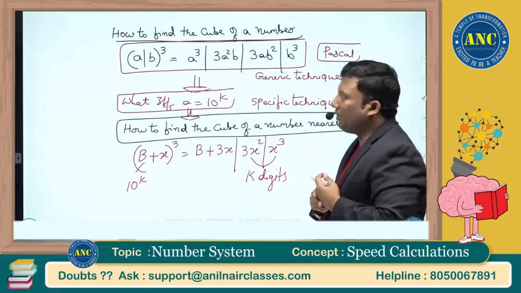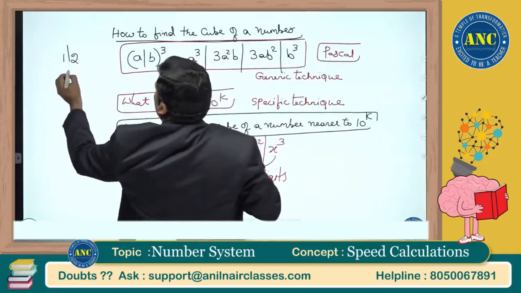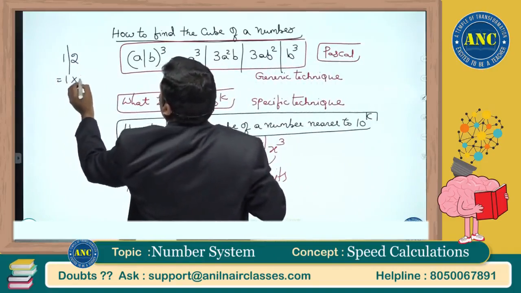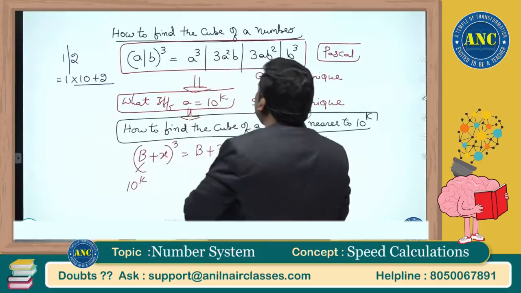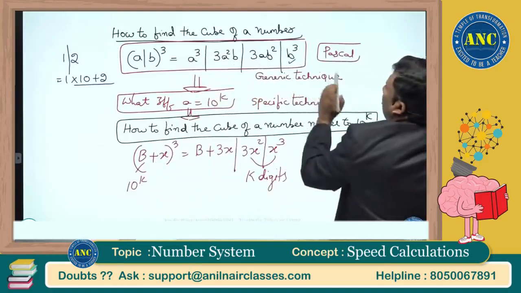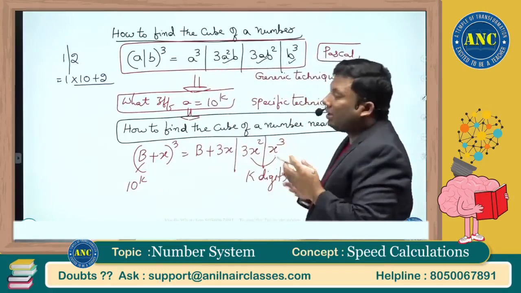Now this is a theory part. Again I am explaining. Suppose 12 is there. I kept a slash here. 1 is in the tens place, so it is 1 into 10 plus 2. Every place has b cube as the unit digit, and a cube is the entire remaining part.